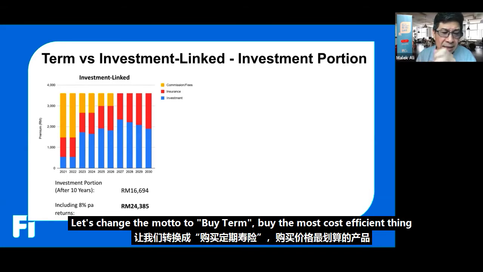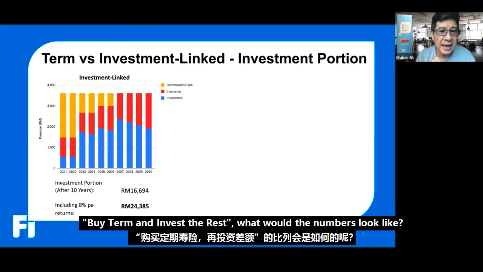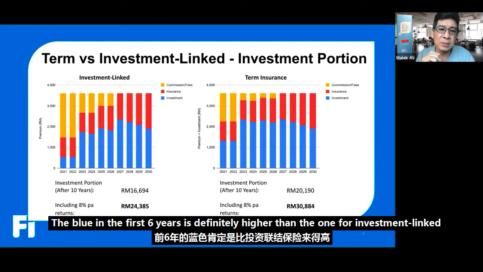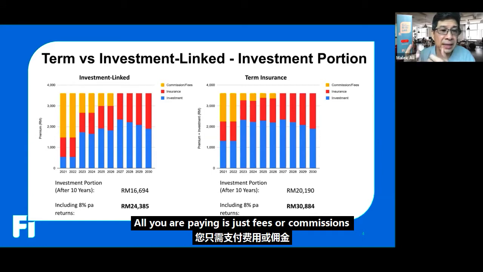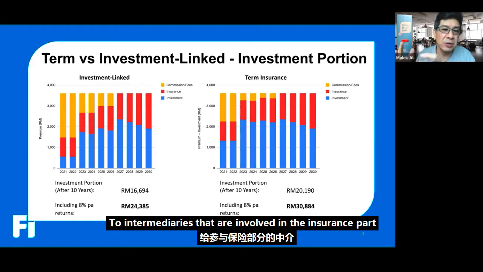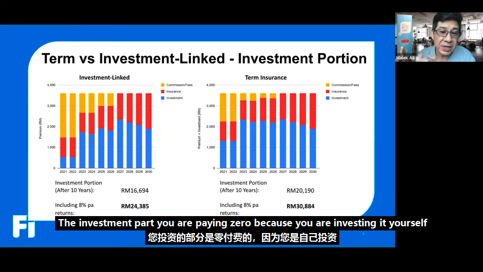Let's change the motto to buy term, buy the most cost-efficient thing, buy term, and invest the rest. What would the numbers look like? These are the numbers. Look at the blue. The blue in the first 6 years is definitely higher than the one for investment-linked, simply because your intermediary costs are lower. All you're paying is fees or commissions to intermediaries involved in the insurance part. The investment part, you're paying 0 because you're investing it yourself.